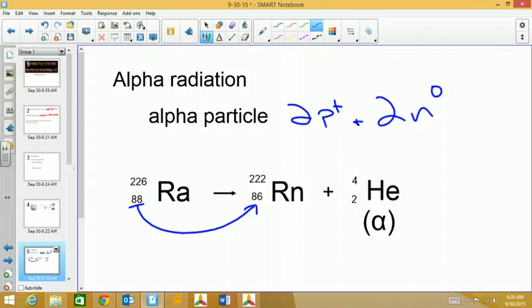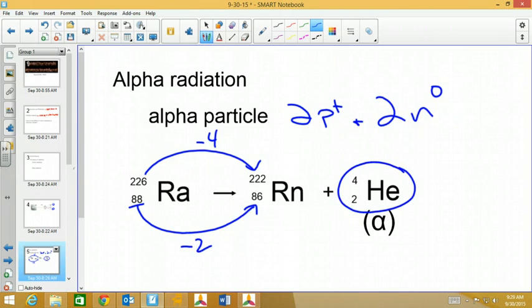So can you see that this went down by 2? Because it lost 2 protons, right? Can you see that this went down by 4 because it lost 2 protons and 2 neutrons? Does that make sense? And an alpha particle is a helium. Because something that has 2 protons and 2 neutrons is an isotope of helium. It's helium-4. So that's why your textbook will use both this alpha symbol and the helium symbol.